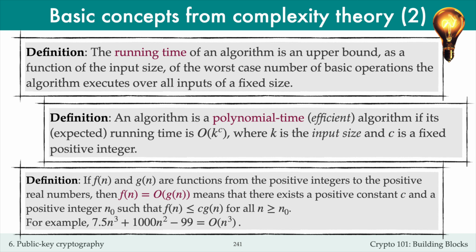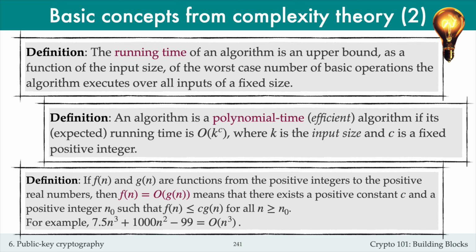I'll recall the big O notation for you. Recall that if f and g are functions from the positive integers to the positive real numbers, then f is big O of g means that there exists a positive constant c and a positive integer n0, such that f of n is at most c times g of n for all n at least n0.